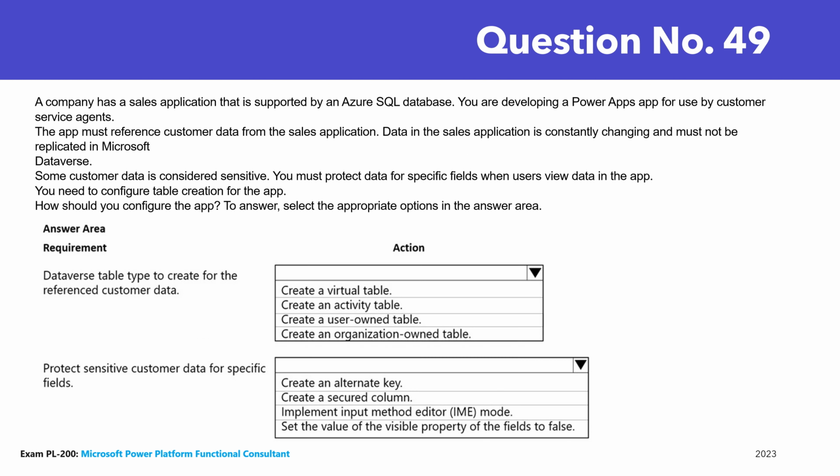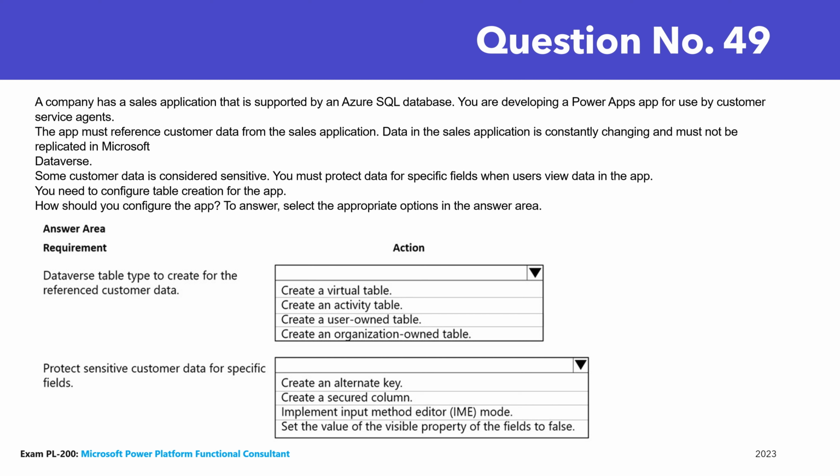A company has a sales application that is supported by an Azure SQL database. You are developing a Power Apps app for use by customer service agents. The app must reference customer data from the sales application. Data in the sales application is constantly changing and must not be replicated in Microsoft Dataverse. Some customer data is considered sensitive. You must protect data for specific fields when users view data in the app.